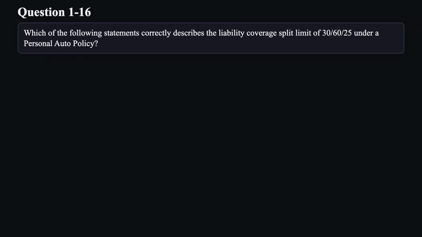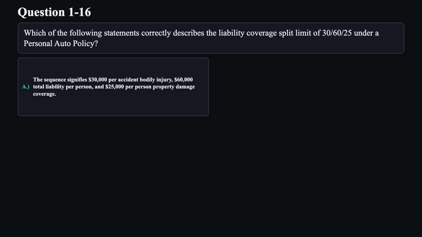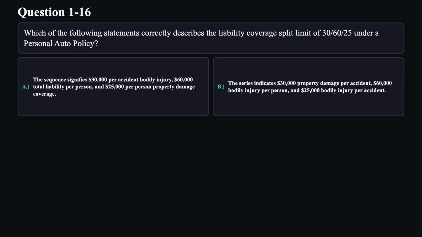Question 16. Which of the following statements correctly describes the liability coverage split limit of 30/60/25 under a personal auto policy? A. The sequence signifies $30,000 per accident bodily injury, $60,000 total liability per person, and $25,000 per person property damage coverage. B. The series indicates $30,000 property damage per accident, $60,000 bodily injury per person, and $25,000 bodily injury per accident.